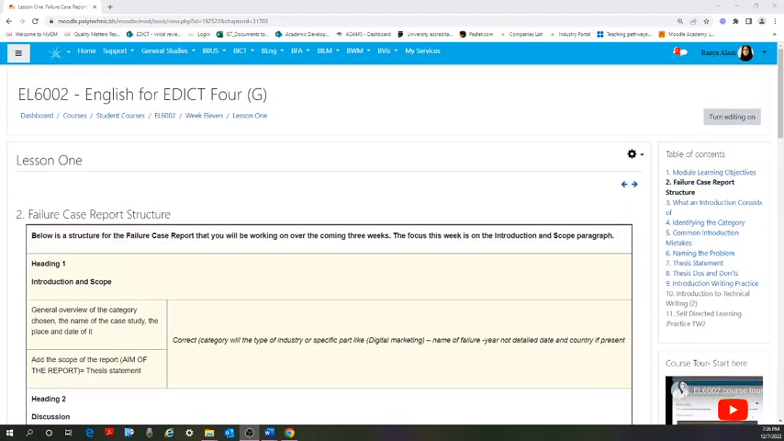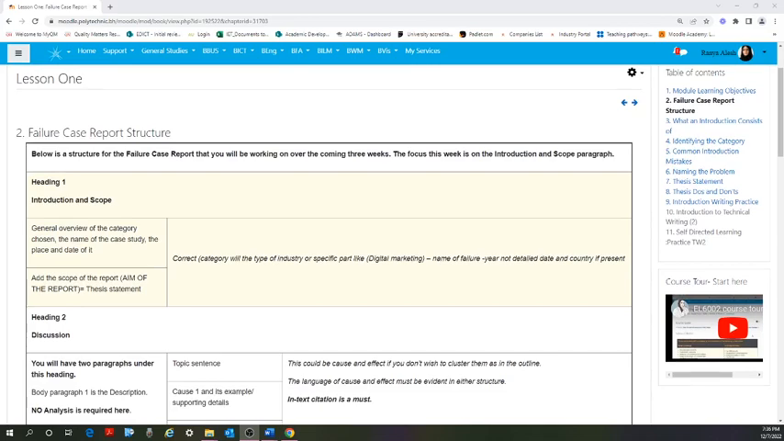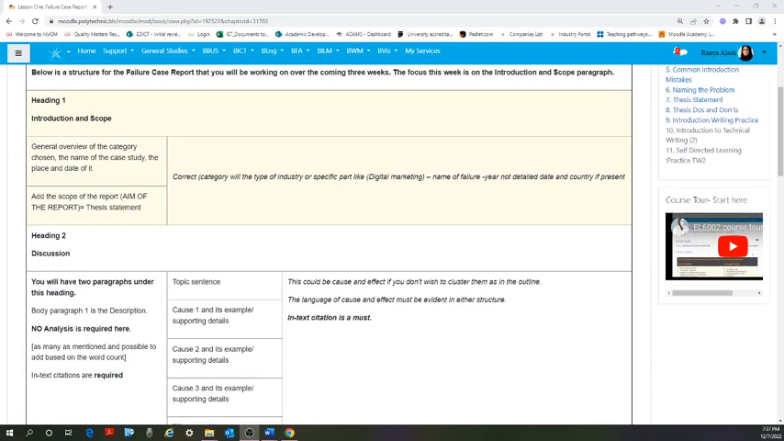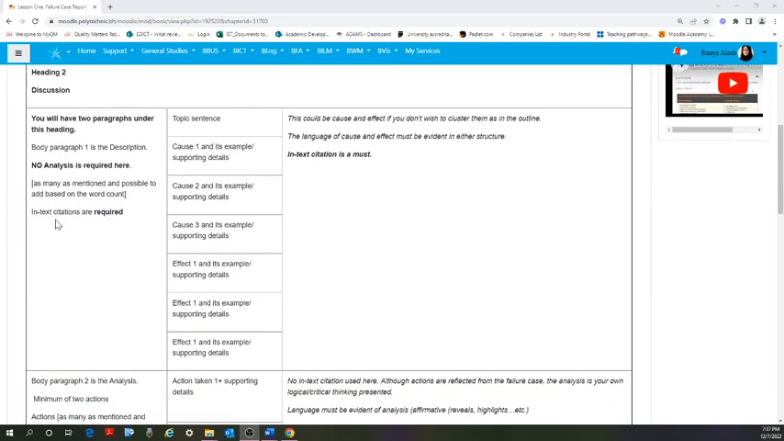Now, in the introduction and scope, we need to have a general overview or opening statement and the category of the case study or the failure case. We also need to have a thesis statement. As for discussion, we have 2 paragraphs.